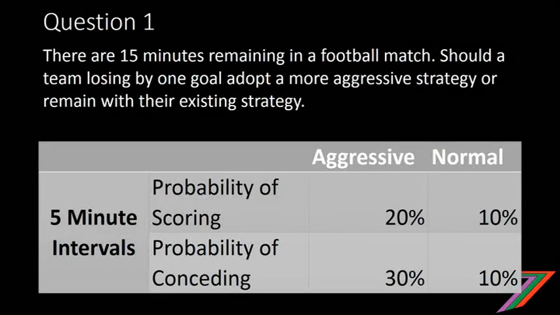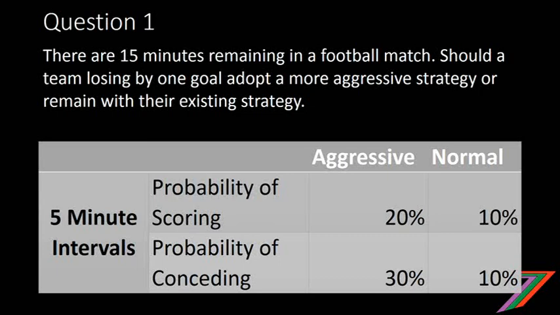Let's take a look at our first question here. There are 15 minutes remaining in a football match. Should a team losing by one goal adopt a more aggressive strategy or remain with their existing strategy? In this table, we've got the probability of scoring using an aggressive strategy and also a normal strategy. We've also got the probability of conceding more goals with an aggressive strategy and also with a normal strategy.